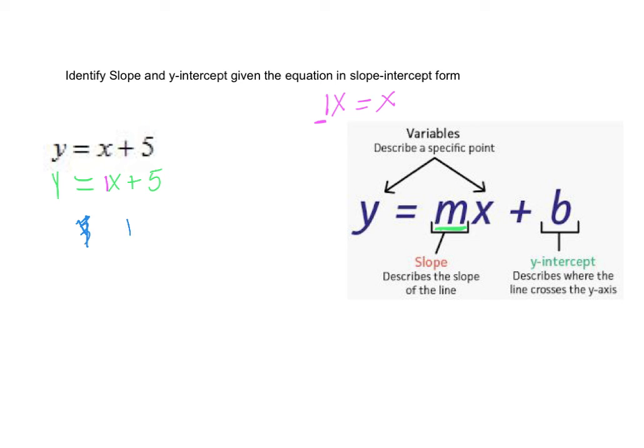So my m, or my slope, is going to equal 1, or 1 over 1 if you're trying to do rise over run. And then your y-intercept will be 5.